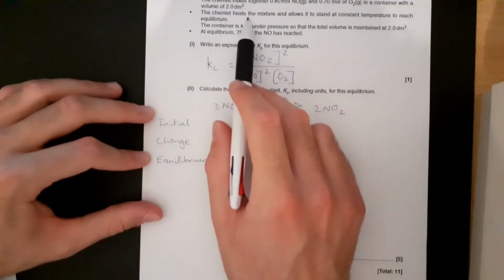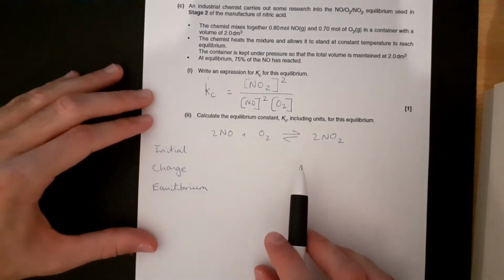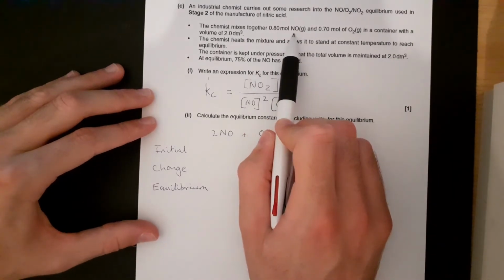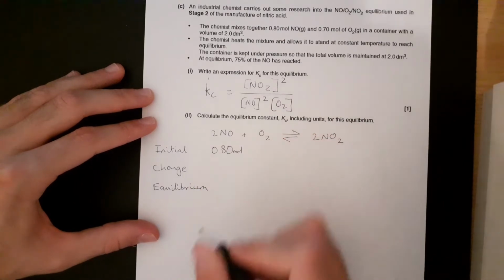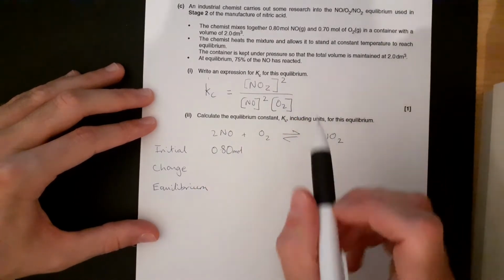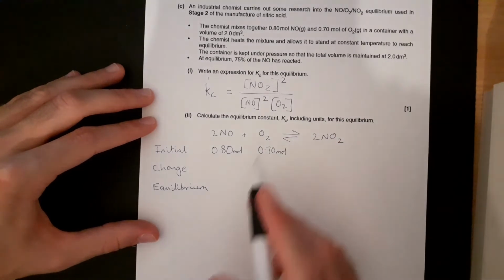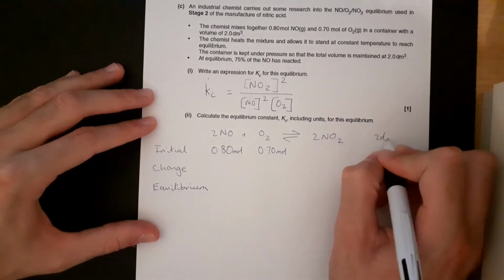And to find out the information for this, we're going to need to look at all the information that's up here in the question. Okay, so what's it telling us? It's telling us that we've mixed together 0.8 moles of NO. Okay, so that's what we had to start with, and 0.7 moles of O2 in a container with a volume of 2 decimeters cubed. Okay, I'm just going to put that to the side. We're going to need that later on.